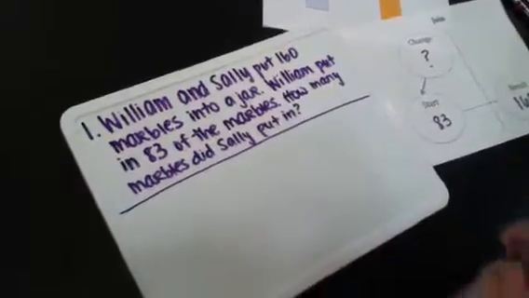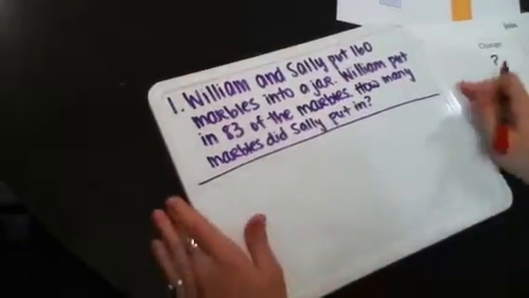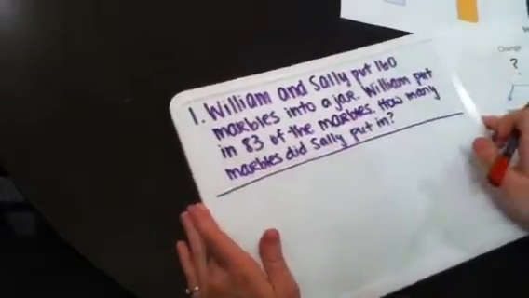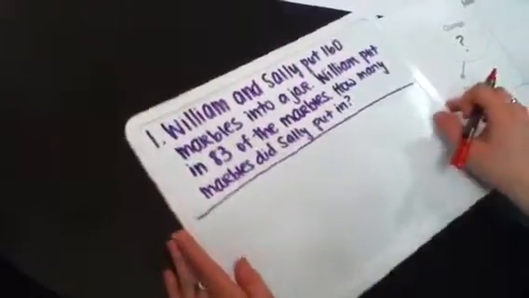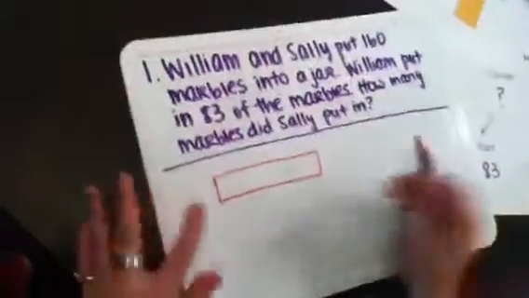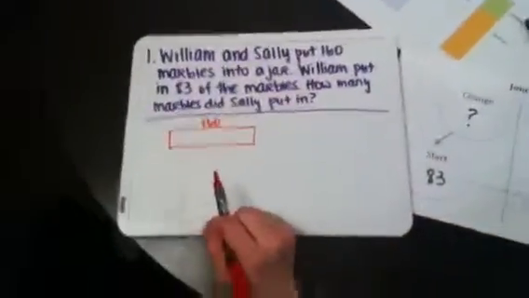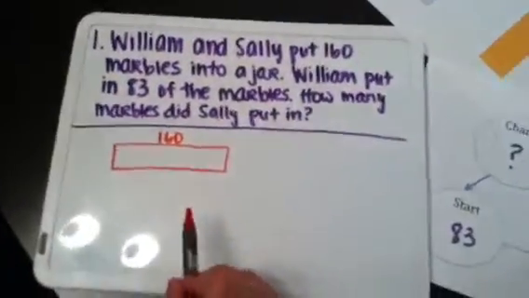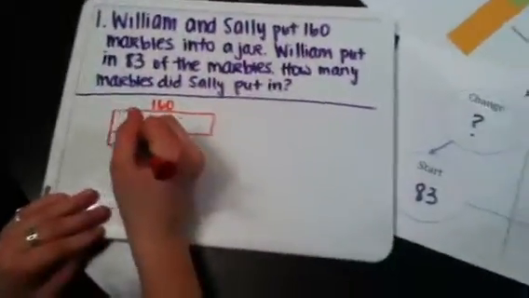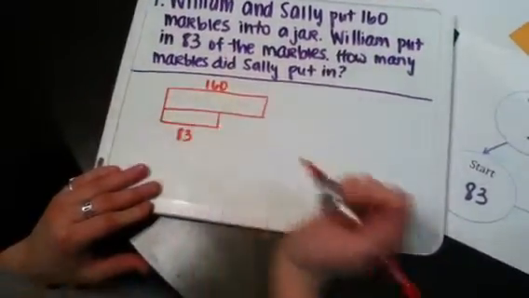Okay, so now we're going to be doing strip diagrams. And this is also a great visual for your students just to be able to see the problem in a different way. So first we're going to draw this, and we're going to have this represent the result of 160 marbles. So we're going to write 160 on top of the total. So we know that William put 83 of the marbles into the jar. So we're going to draw this right now to represent William's marbles that he contributed to the jar.